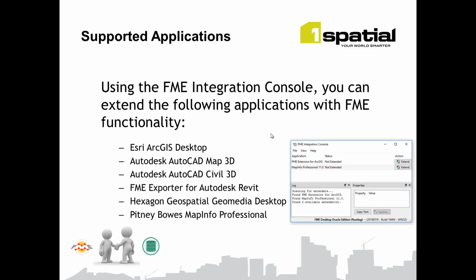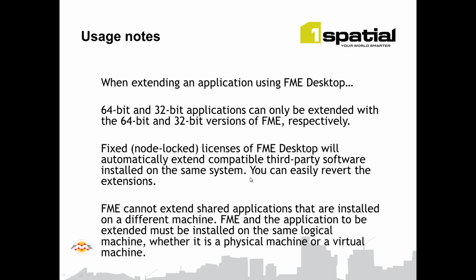And if you have any of these tools installed, so either ArcGIS or AutoCAD Map 3D or Civil 3D, there is also an exporter for Autodesk Revit, so a healthy level of support for Autodesk products. Hexagon's Geospatial GeoMedia desktop tool, and also MapInfo Professional from Pitney Bowes. All of those 6 tools are able to be extended by FME. So how's that done? Well, we'll get into that in a second.